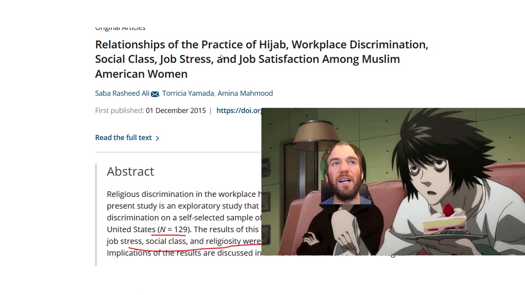This is sometimes referred to as double jeopardy, but also intersectional identity. So looking at Muslim women who wear hijabs in the workplace, and this combination of social class, job stress, and job satisfaction among Muslim American women. Looking at 129 Muslim women, the results revealed that workplace discrimination, job stress, social class, and religiosity were related to lower levels of job satisfaction. So the idea here is that that combination of discrimination leads to lower levels of job satisfaction.